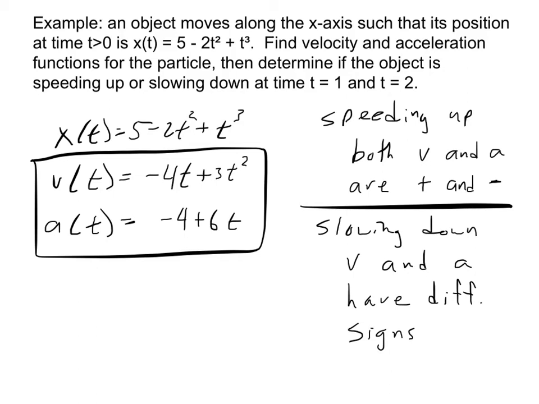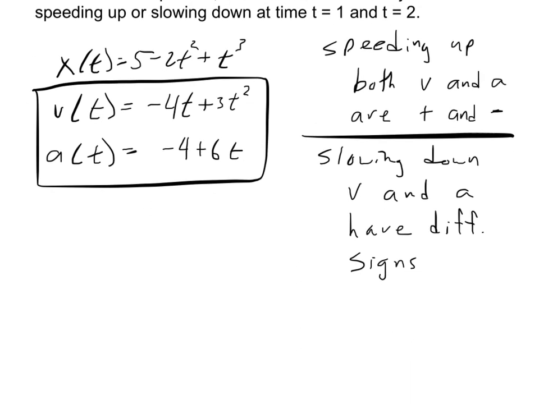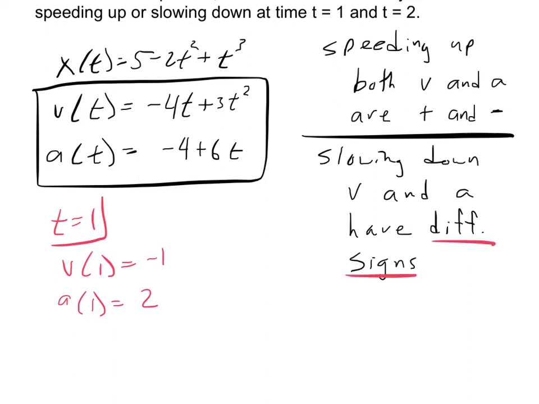And so now we just have to look at whether this object is slowing down or speeding up at those specific times. And so to do that, we really just plug in. For t equals 1, we'll do that in red. For t equals 1, we'll do v of 1, which is, plugging into this up here, it looks like it's going to be negative 1. And a of 1 is going to be negative 4 plus 6, that is going to be positive 2. Because these things have different signs, at time 1 the object is slowing down.